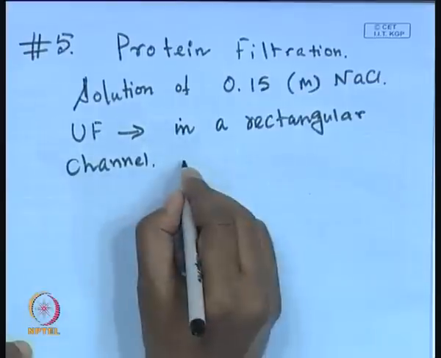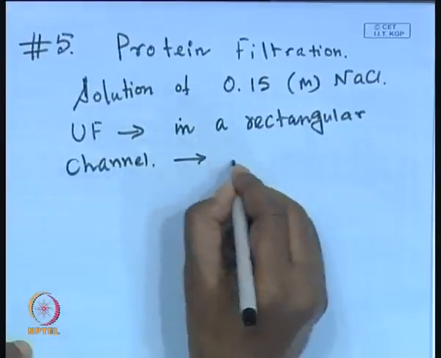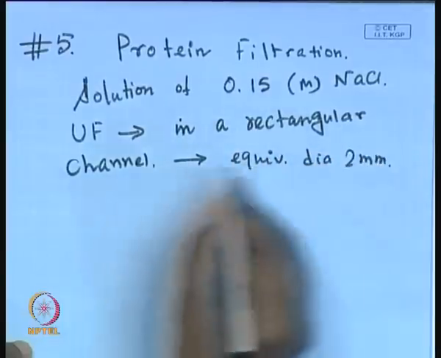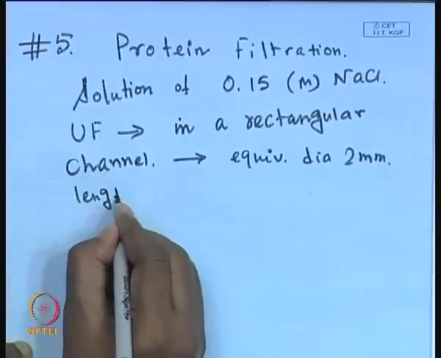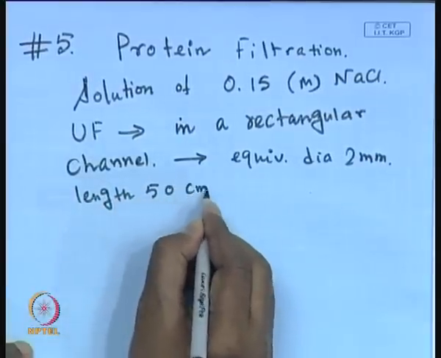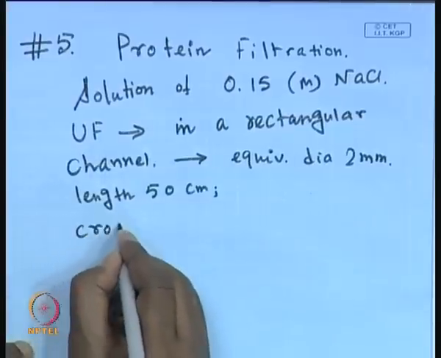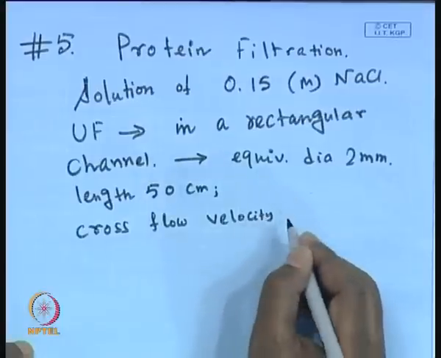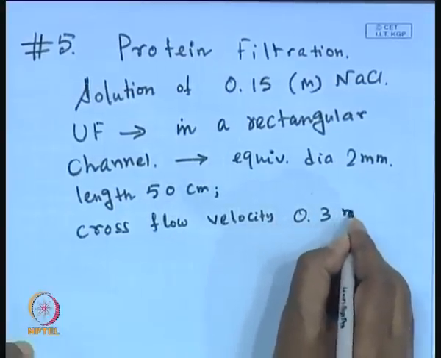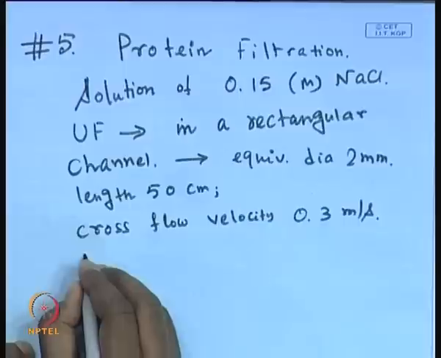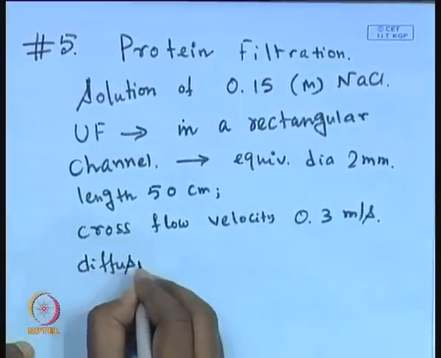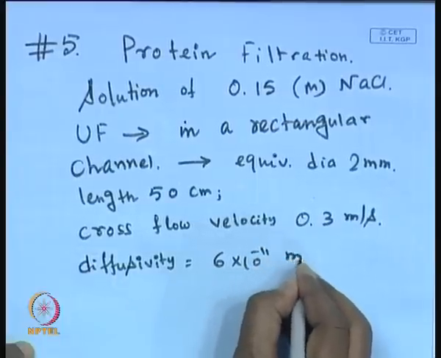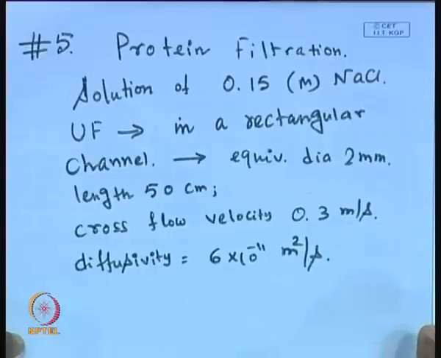Okay. And the rectangular channel will be having the equivalent diameter 2 millimeter, channel length 50 centimeter, cross flow velocity 0.3 meter per second, and diffusivity of the protein is 6 into 10 to the minus 11 meter square per second.